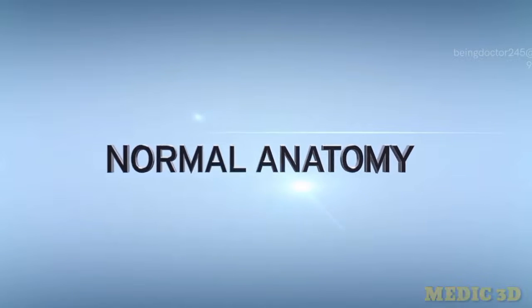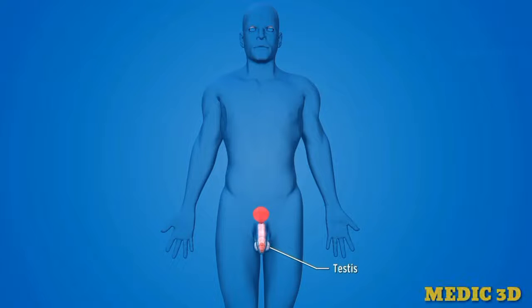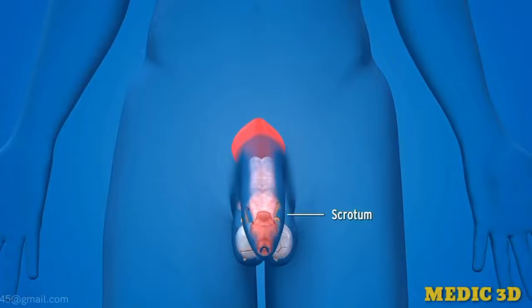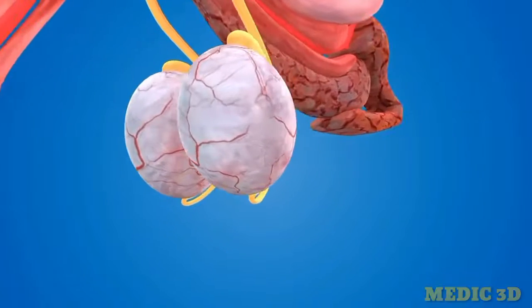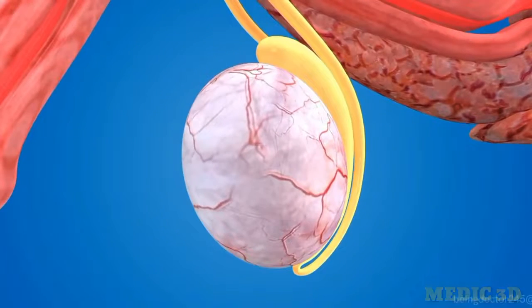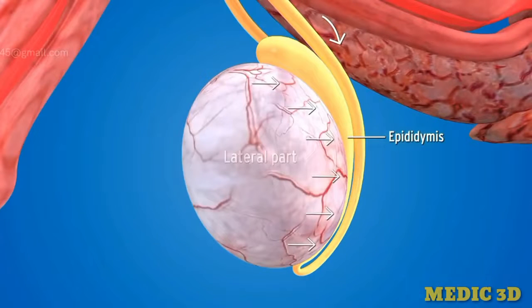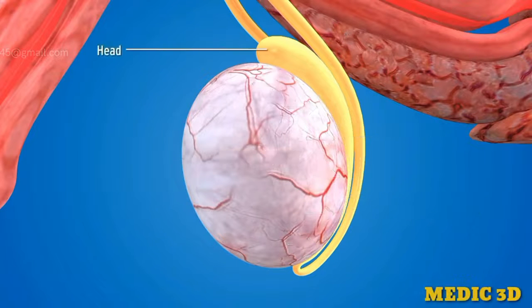Normal anatomy. The testis is a paired ovoid male reproductive organ situated in the scrotum. From the superior aspect, it is suspended by the spermatic cord. The epididymis is a comma-shaped body situated on the lateral part of the posterior border of the testis. It consists of head, body, and tail.